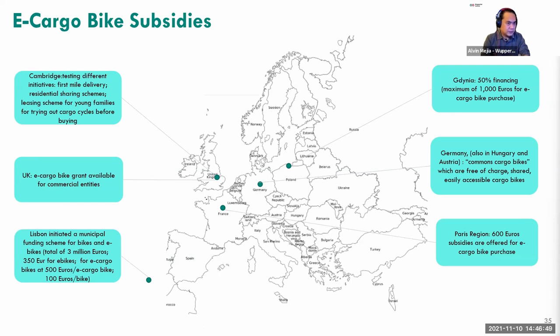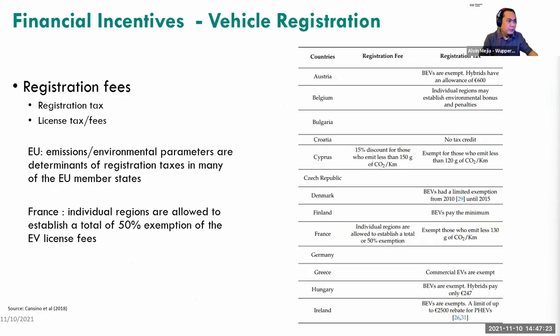So in terms of providing direct financing, in terms of looking into providing certain portions of or certain amounts for purchasing of e-bikes and e-cargo bikes, and for leasing schemes po, no? So, if, for example, this one is a good example, leasing schemes for young families for trying out cargo cycles before buying. So just to provide that certain picture that a lot of these things are also possible. I won't go through the details.